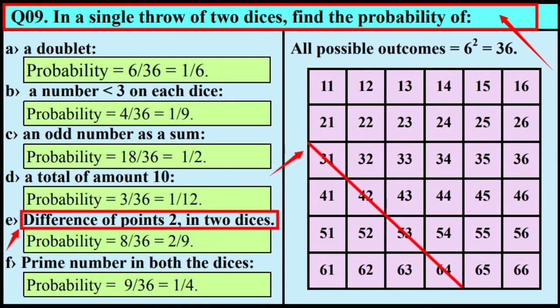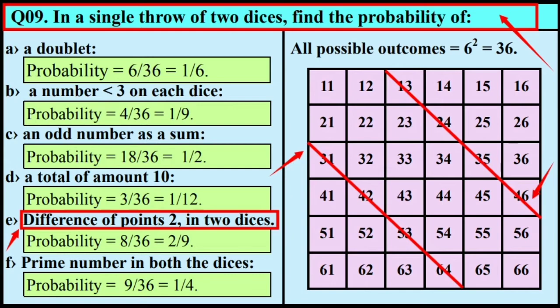Here is a line parallel to left diagonal where I find the elements fall on that having difference of points in two dices 2. Here is another line parallel to left diagonal where elements falling on the line having difference of points obtained in two dices is 2. Altogether 8 such situations are there.